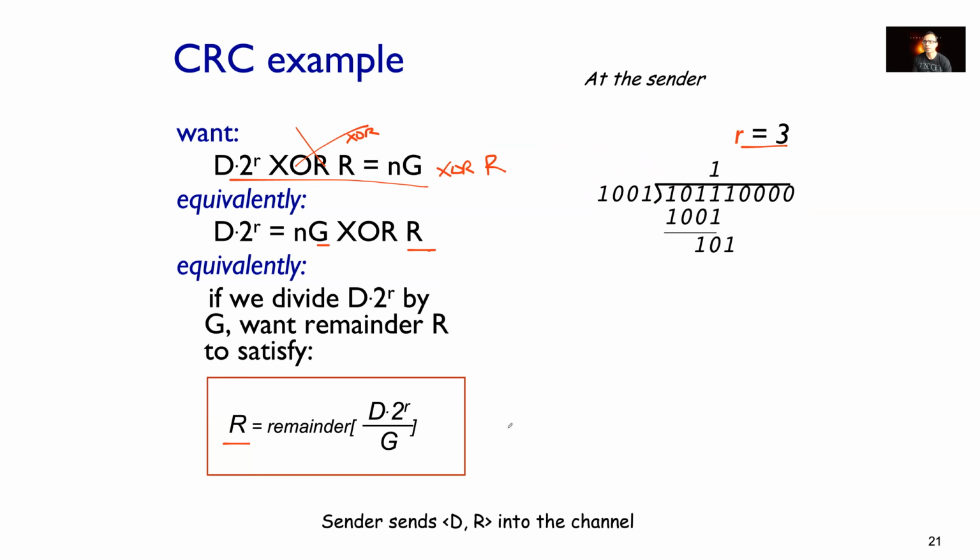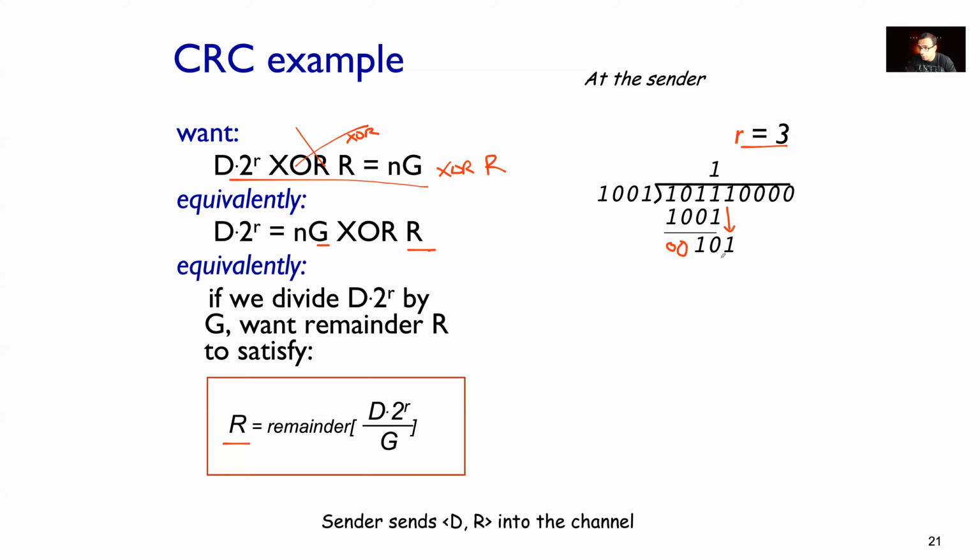So as you see here, 1001 times 1 is, of course, 1001. And now remember, we are doing XORs. We are not actually doing subtraction. We are doing XOR. So 1 XOR 1 is a 0. 0 XOR 0 is a 0. 1 XOR 0 is a 1. 1 XOR 1 is a 0, right? So that's done here. Then, of course, like you do with normal division, you bring the next digit down.